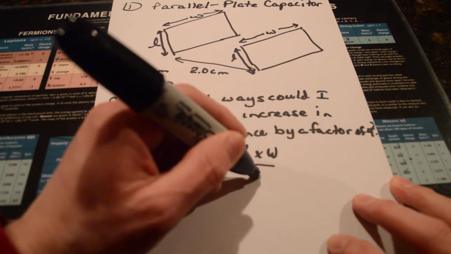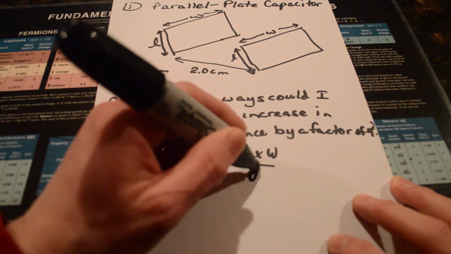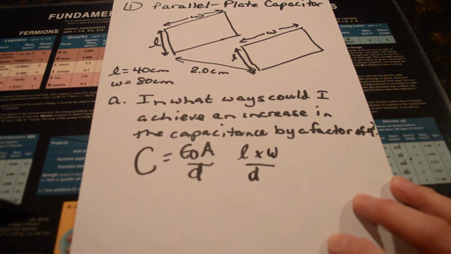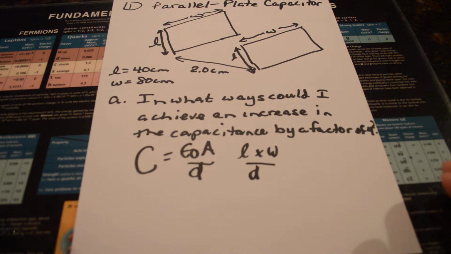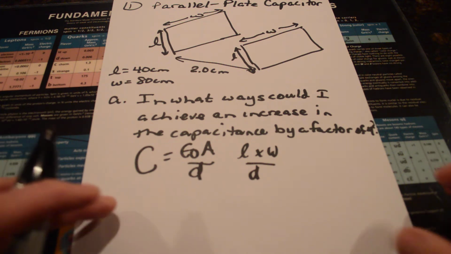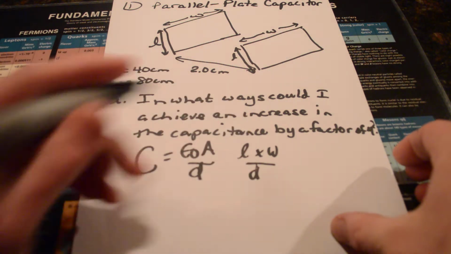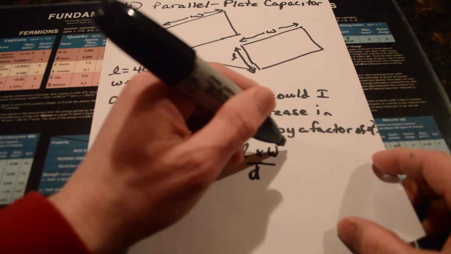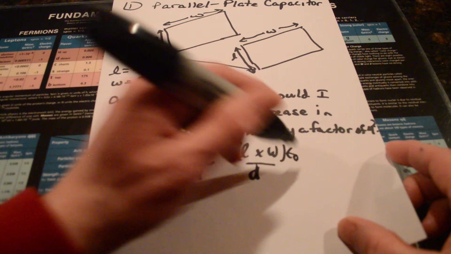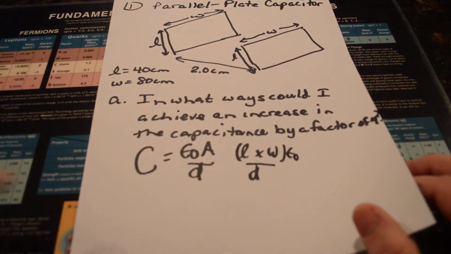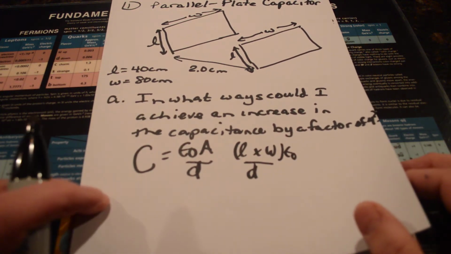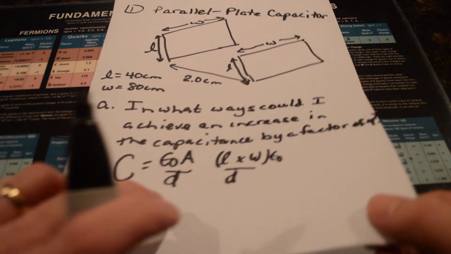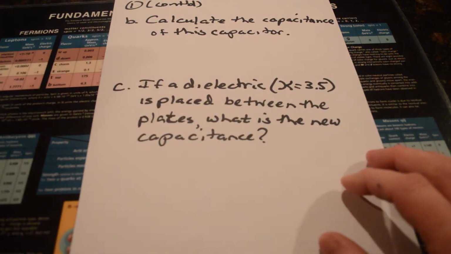Or we can cut the distance by a factor of 4. If we get them from 2 centimeters to a half a centimeter, let's say, that would also achieve a capacitance of 4 times as much. Okay, so this would be length times width times epsilon naught, the permittivity of free space, constant. Okay, so that's that question.